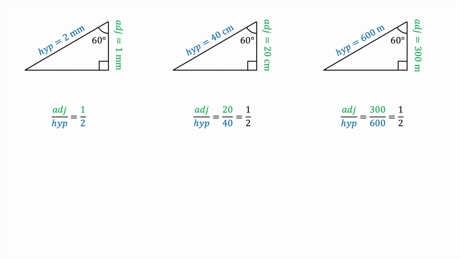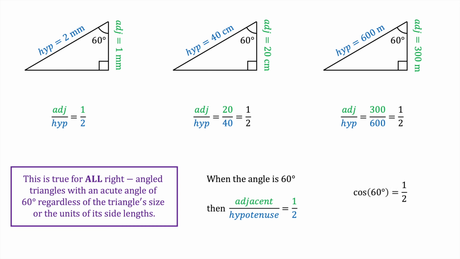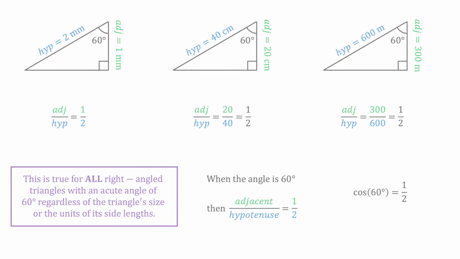Note that these three triangles have different values and different units. And again, this makes no difference because the units cancel and the ratio of adjacent divided by hypotenuse always equals a half. This is true for all right-angled triangles with an acute angle of 60 degrees regardless of the triangle size or units of its side lengths. Therefore, when the angle is 60 degrees, the ratio of adjacent divided by hypotenuse always equals a half. This is written simply as cosine 60 degrees equals a half.